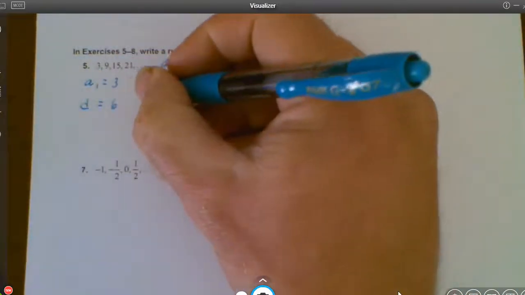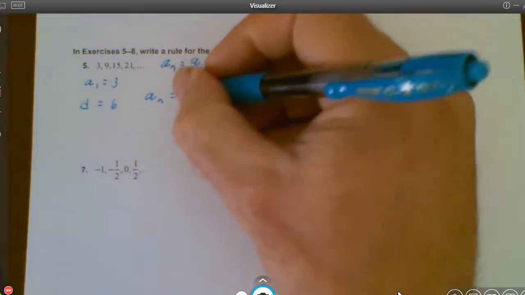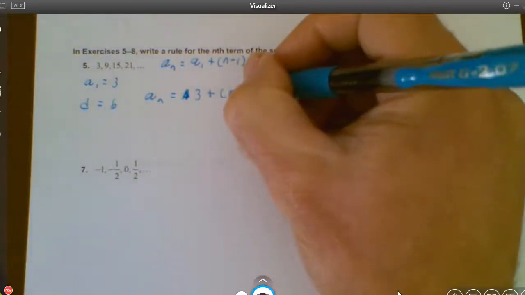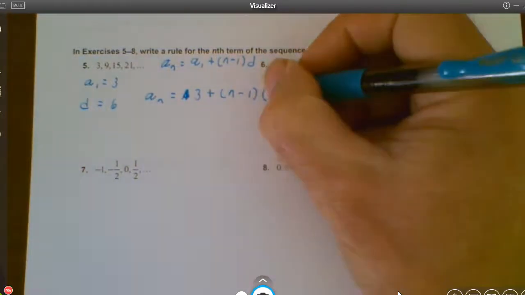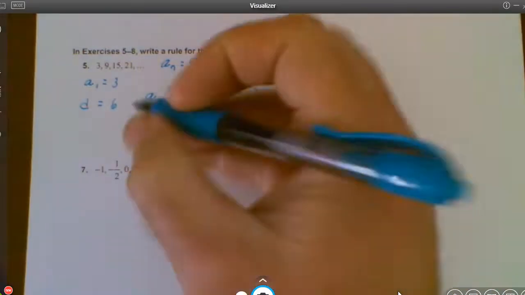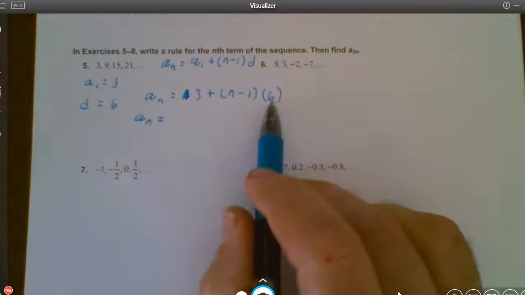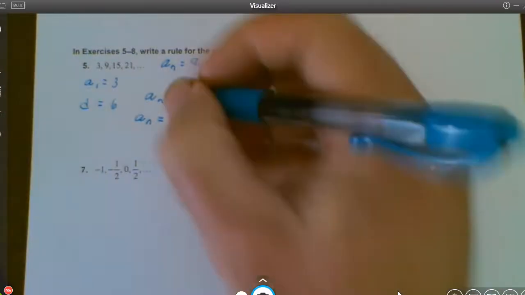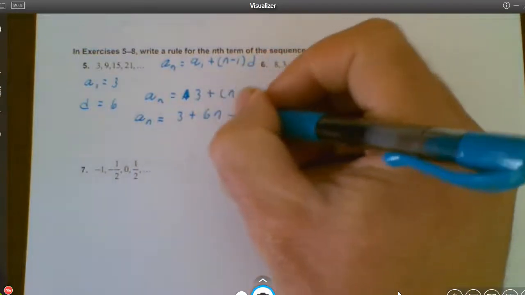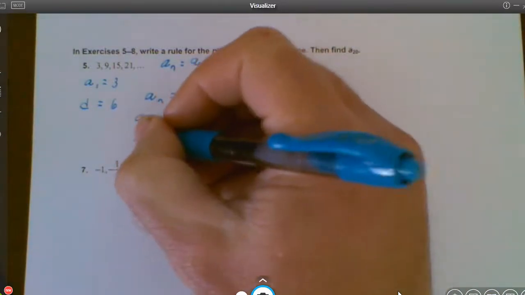So all I have to do to write my rule is plug in 3 for my first term. We leave n as n, and we're putting in 6 for the common difference. This works as a rule, but typically, when you go to check your answers, they're going to simplify that. So they're going to distribute the 6 right here. And then if I combine like terms, I can get it to look like this.